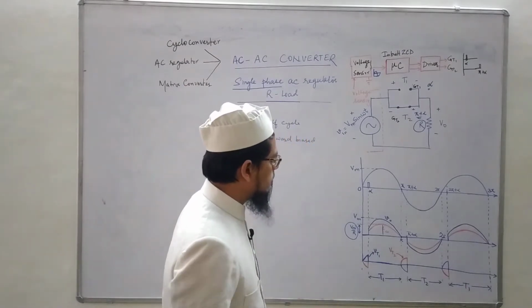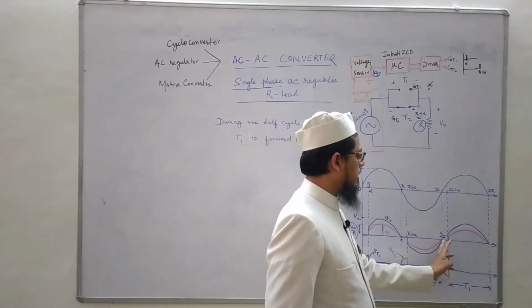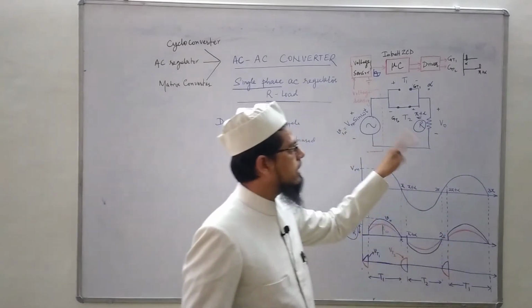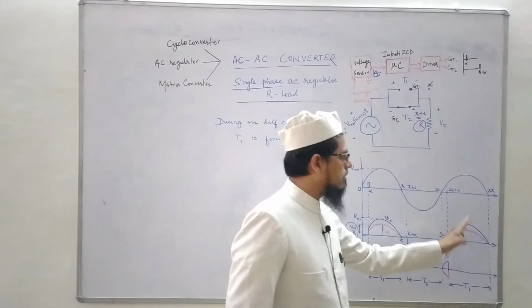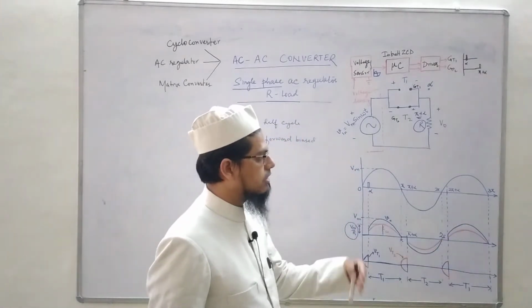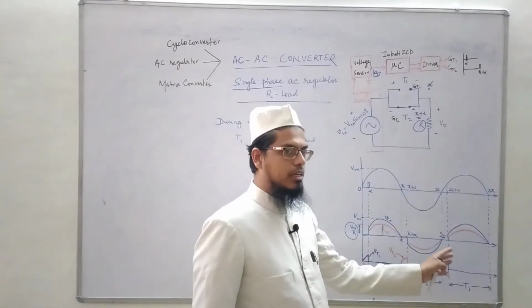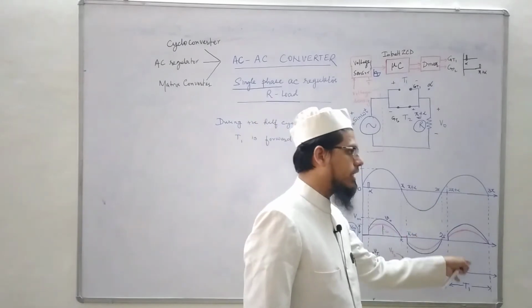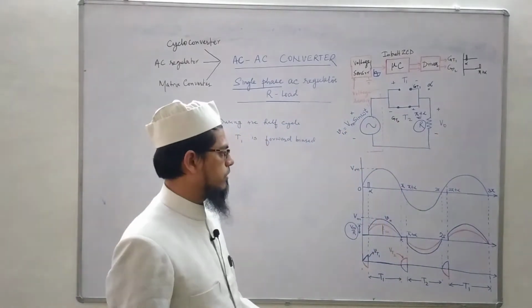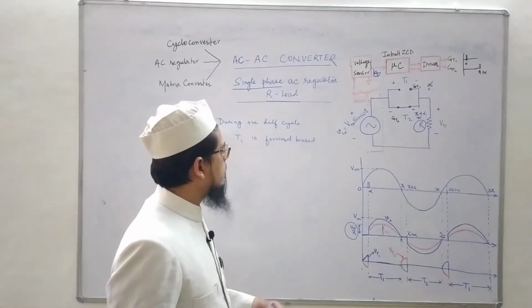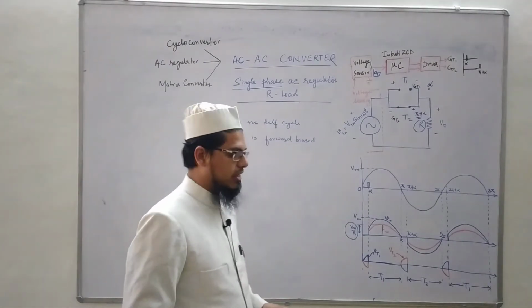So this is one complete cycle of the operation. Again at 2 pi the current has fallen to 0 and T2 will turn off, and then after 2 pi plus alpha, T1 is again given a firing pulse and the cycle continues. So let us now try to analyze the circuit.